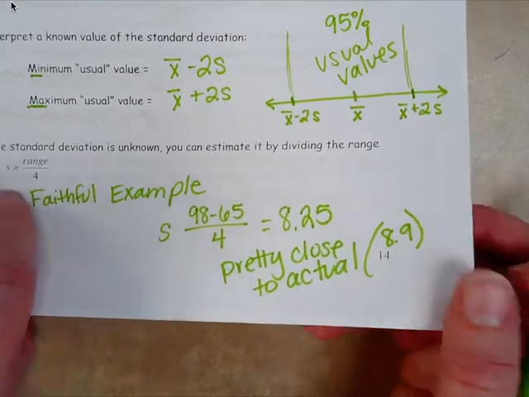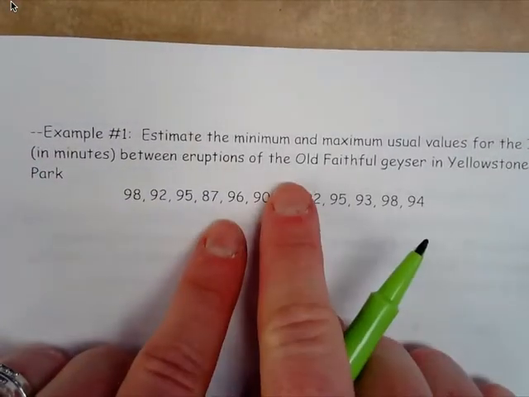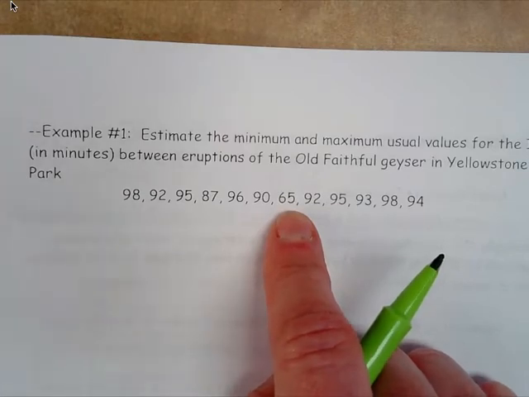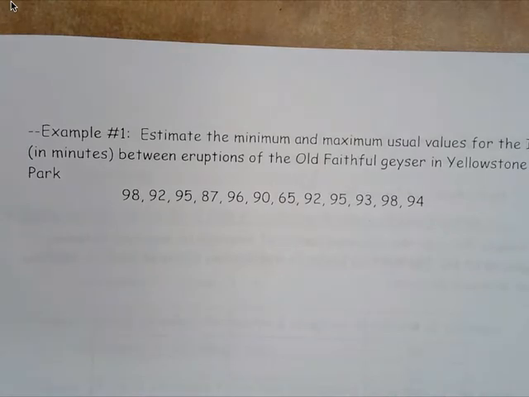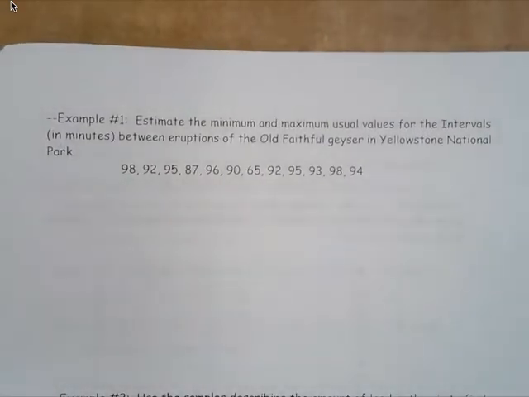Okay, so let's find some usual and unusual values. Remember how we said 65 seems like an outlier? We can actually back that up with some data, some information. So it says estimate the minimum and maximum usual values for the Old Faithful data.